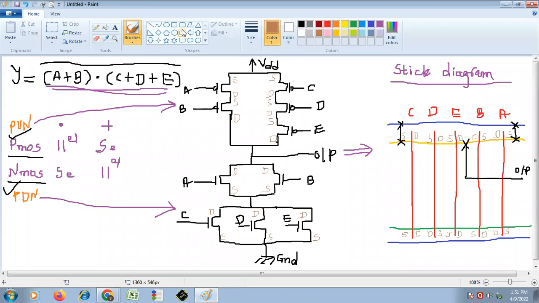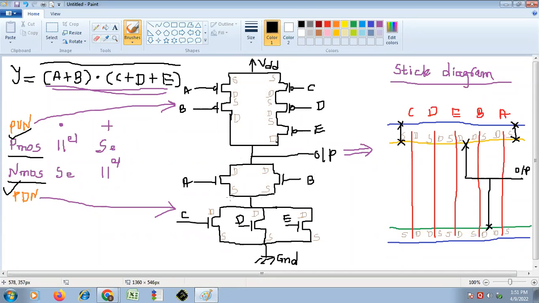Now we have to go with the connection. Now first, the drain of A and drain of B, we have to connect to the output. Where is drain of A? Here it is drain of A. Here it is drain of B. So we have to connect this to the output, right? Now we have finished with this connection.